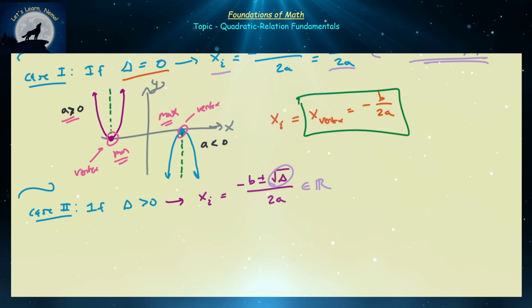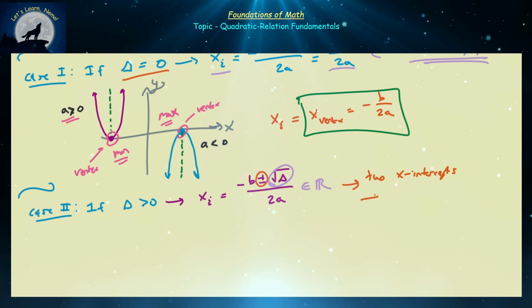Therefore, this object will be a real number. In particular, there are 2 real numbers because of that plus or minus sign. So therefore, we have 2 x-intercepts. And we will also say it has 2 real roots.